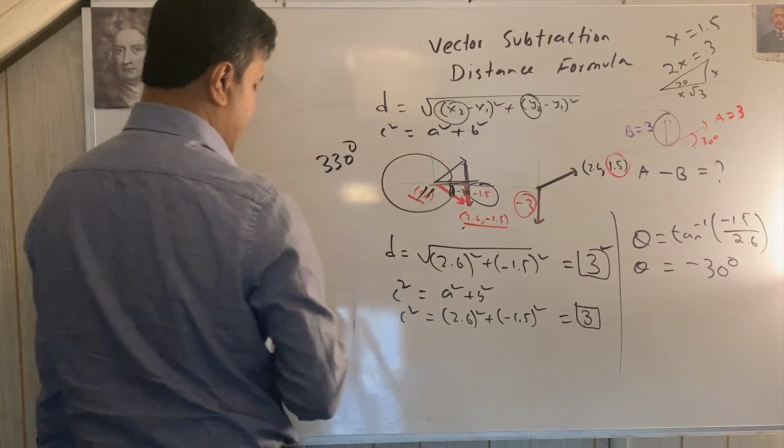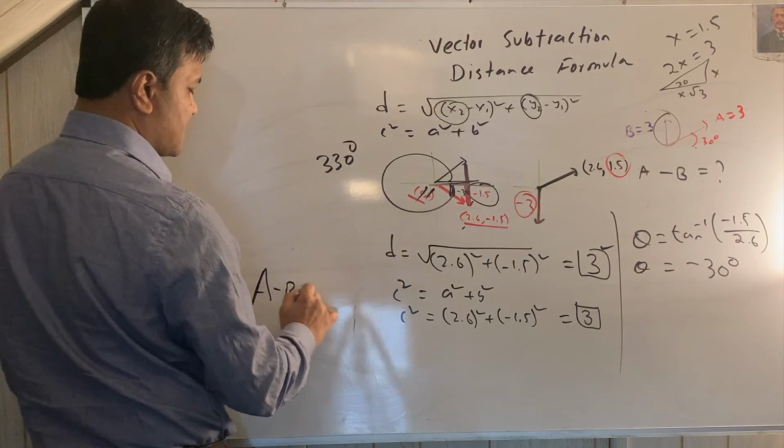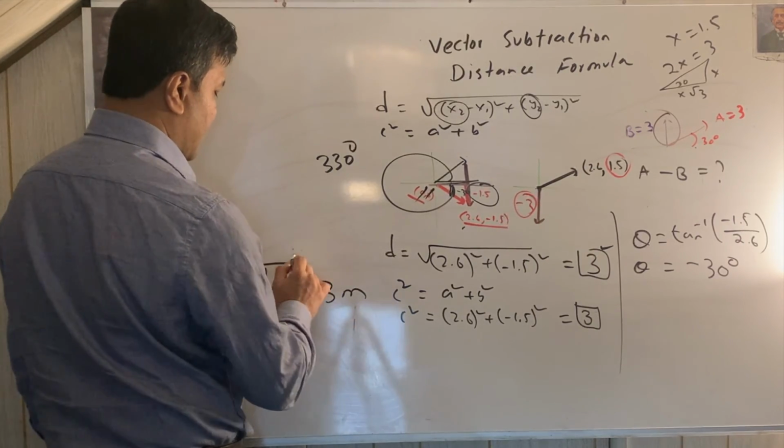So what is the answer? A minus B is 3 meters at 330 degrees counterclockwise.